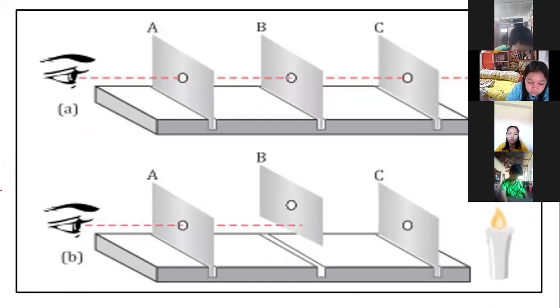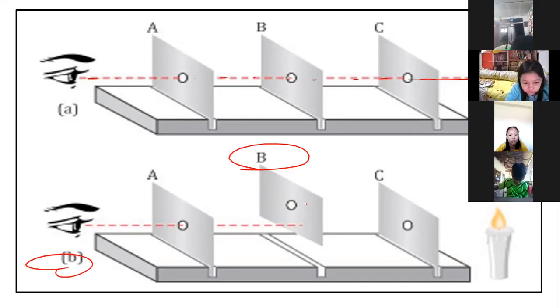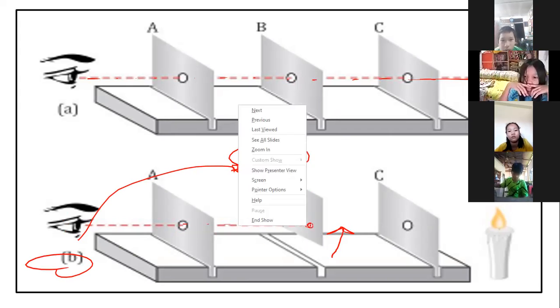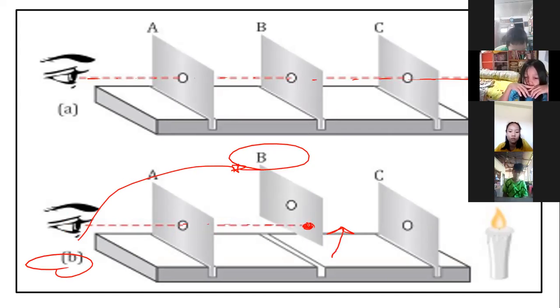Now, this one explains that light travels in a straight line. When we remove letter B, when we put it up, not straight, the light stops here. Am I right? So meaning the light travels in a straight line.